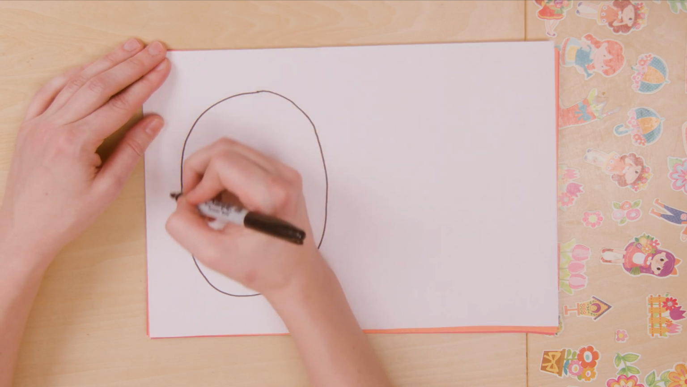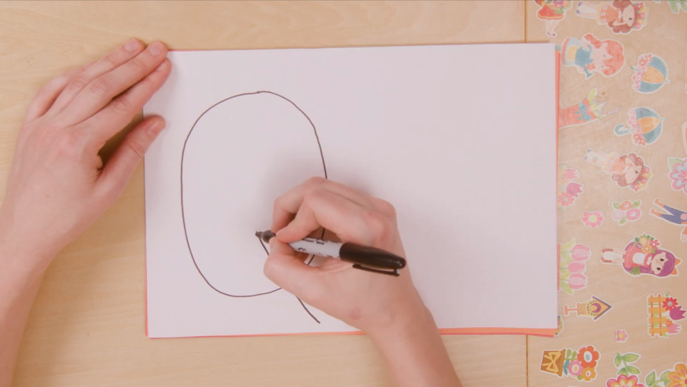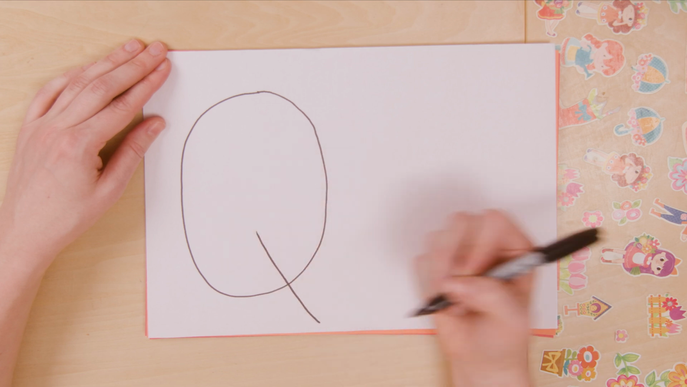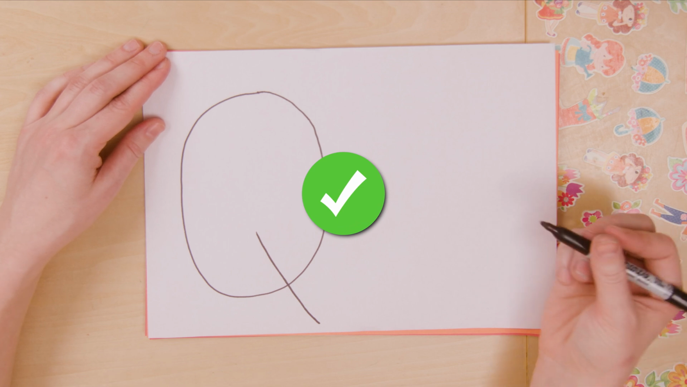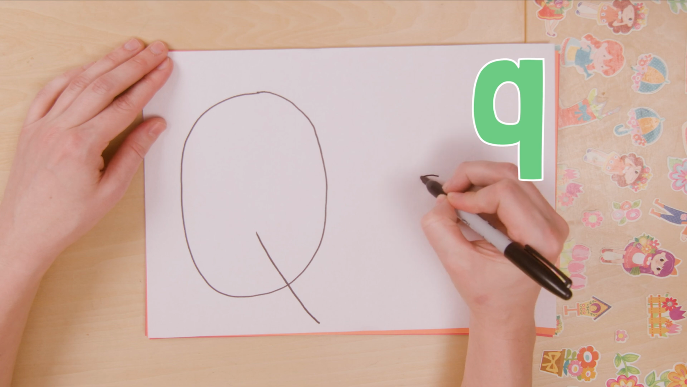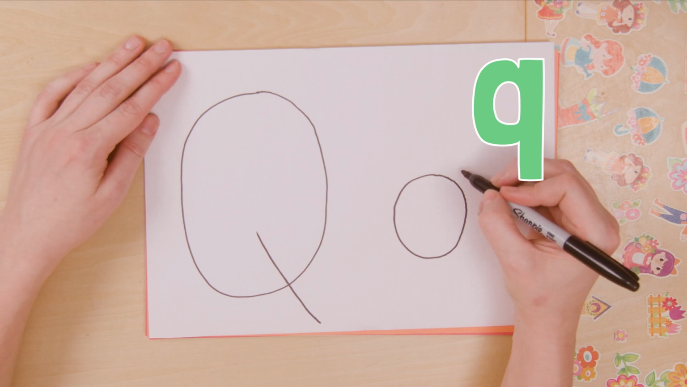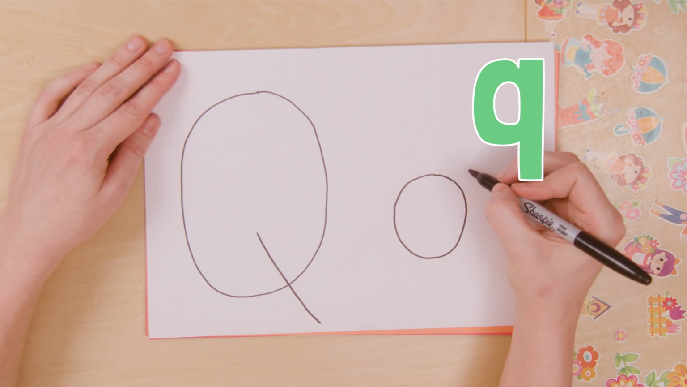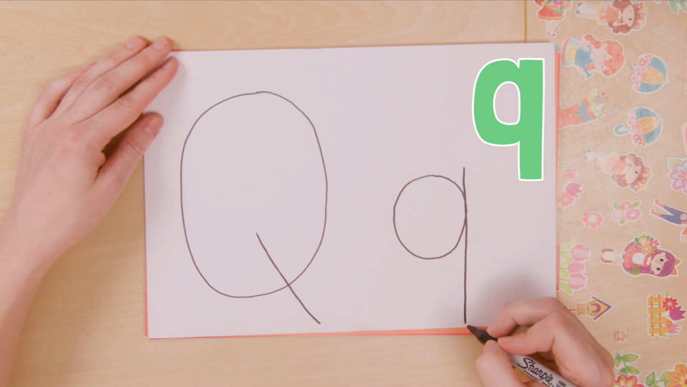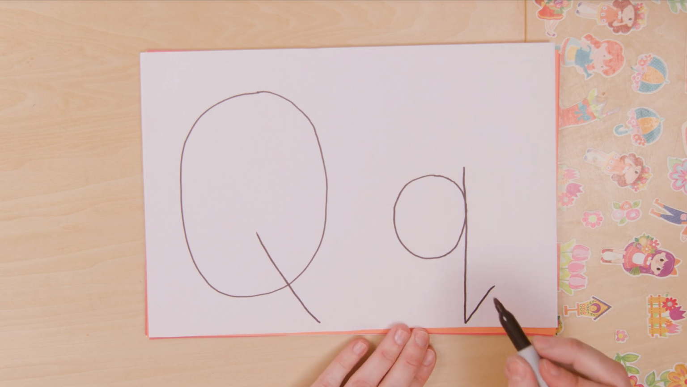Start at the top, come all the way around, connect your lines, and then do a line along the bottom, a diagonal line. You did it! Capital Q. Let's try the small q. So this, we're going to make a smaller circle, just like our small O. And then we're going to come over to this side, come to the top, do a line all the way down, and we're going to add one more diagonal line over here. Check it out. Ta-da! That is the small q.